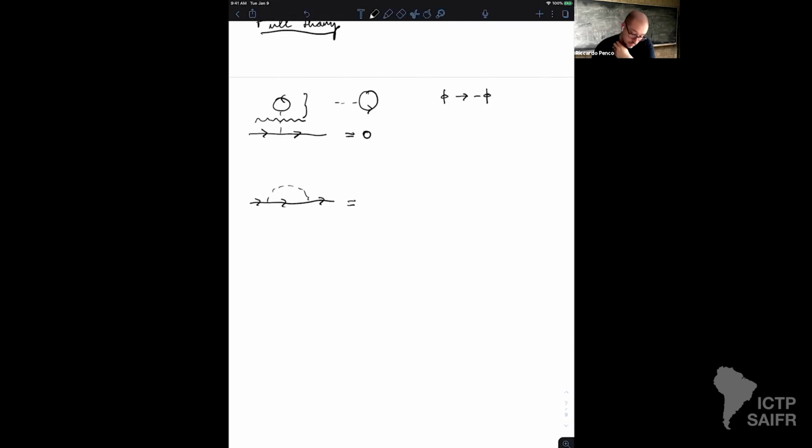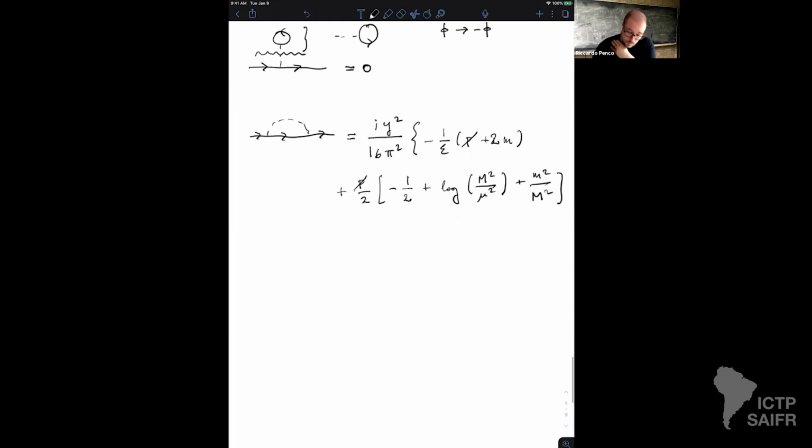long story short, in dimensional regularization, again, it looks like so: P slash plus 2m plus P slash over 2 times minus 1/2 plus the log of m squared over mu squared, plus little m squared over m squared. Okay, plus little m minus 1 plus.